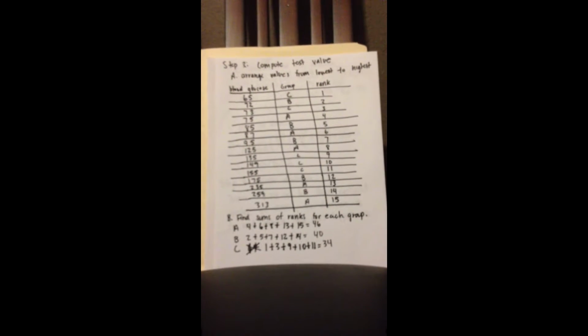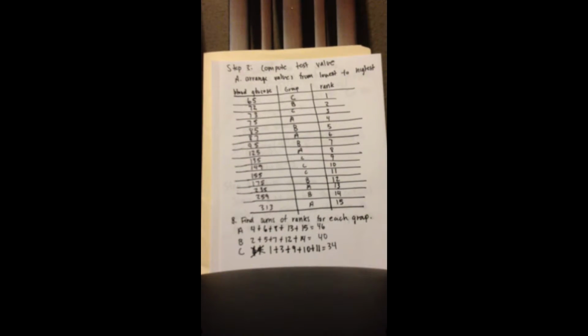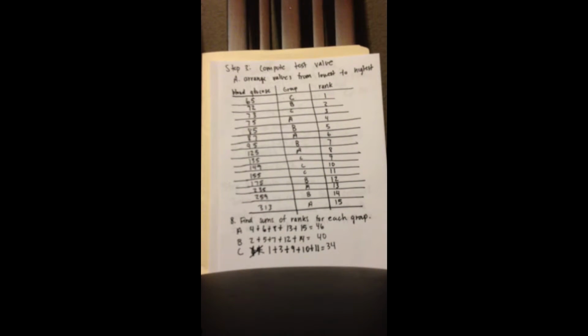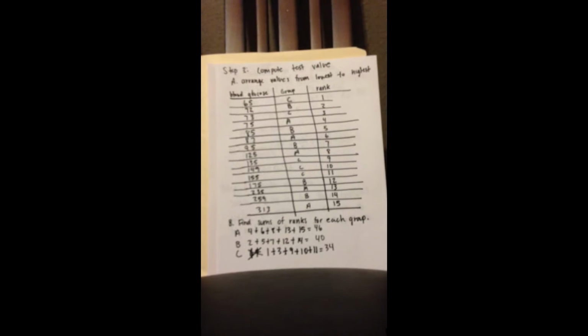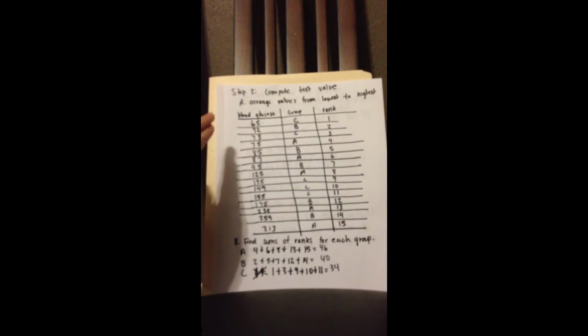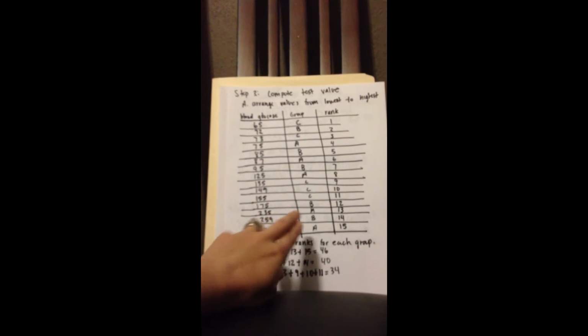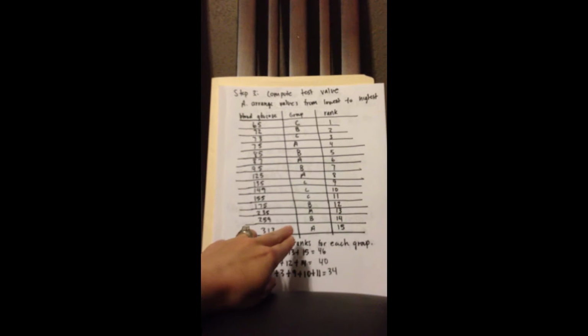Step 3. We have to compute the test value. The first step in computing the test value for a Kruskal-Wallis problem is you have to arrange the values from lowest to highest and rank them. So I went through here and I put all the values that we had in the problem, and I ranked them 1, 2, 3, 4, depending on where they fell and what group they were in. That's important in a Kruskal-Wallis test.